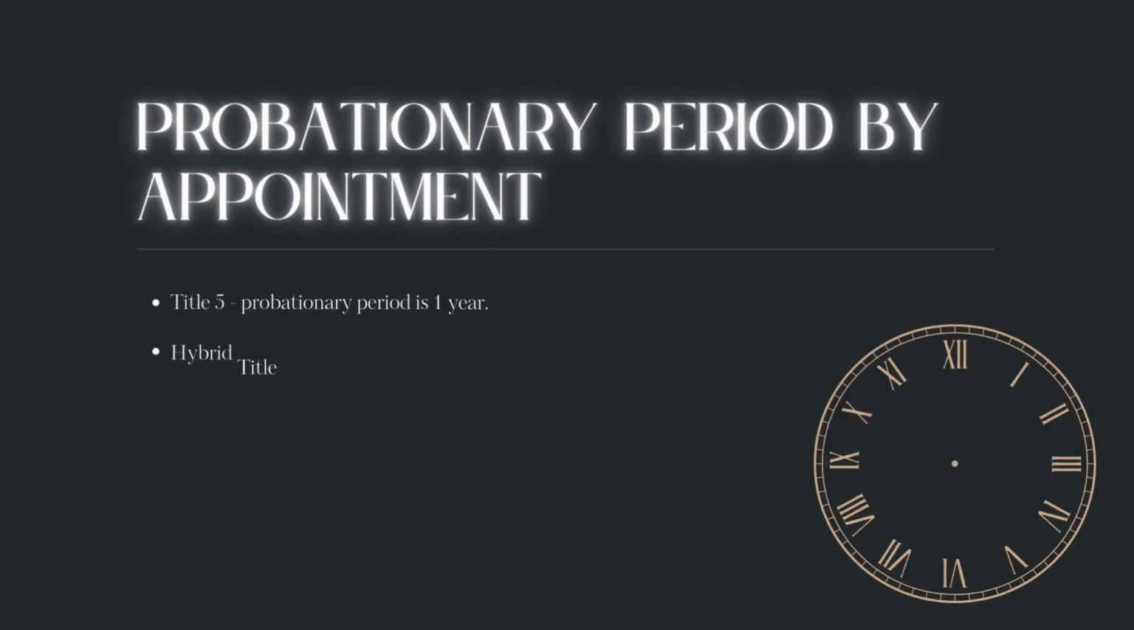Probationary period by appointment. Both Title V and hybrid Title 38 or competitive service appointments have a 1-year probationary period. Title 38 or accepted service appointments are generally a 2-year probationary period, or 1 year if the individual is preference eligible. Procedural rights. Due process rights for probationary employees vary greatly depending on several factors: their service type, whether they be competitive or accepted, the reason for termination, and whether they are preference eligible.